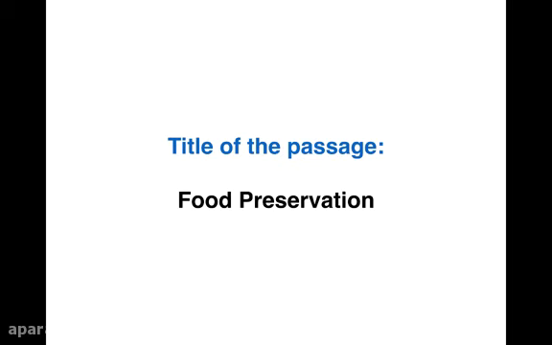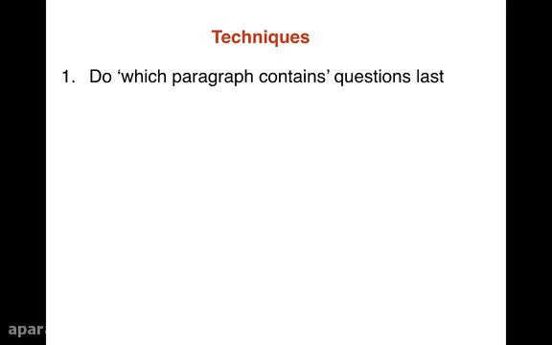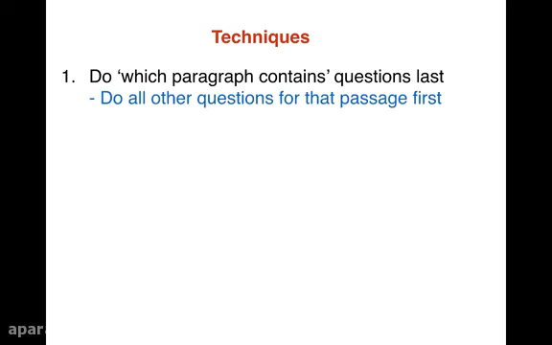Next, don't read the whole passage, jump to the questions. Of course this passage starts with which paragraph contains questions, but remember our techniques. Do which paragraph contains questions last. Do all other questions for that passage first. So, miss the which paragraph contains questions, and then you'll see a true, false, not given section. And we're going to do that section first because it will help us to become familiar with the passage, and then we'll return to the paragraph matching later.